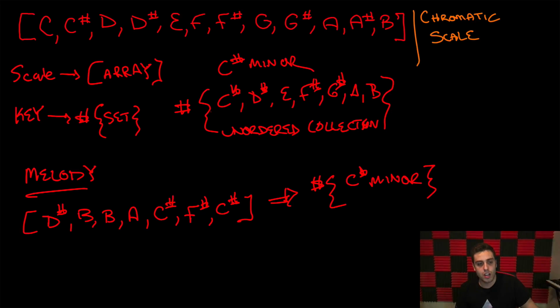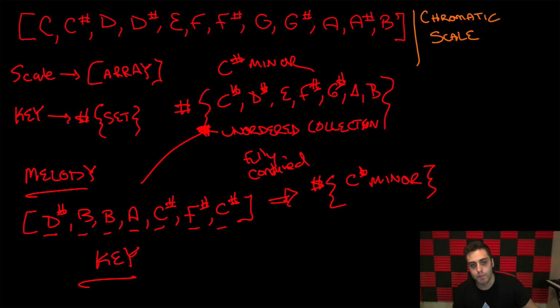And we could think of the way that we would do this as a very simple mathematical operation, which is to look at each individual note and see if that note is contained in the set of items of C sharp minor. So we look at each individual note. Each individual note is in this collection. So we could then say that this entire melody is fully contained by the key of C sharp minor, which means that the melody is in the key of C sharp minor. And that's going to be a really important concept.